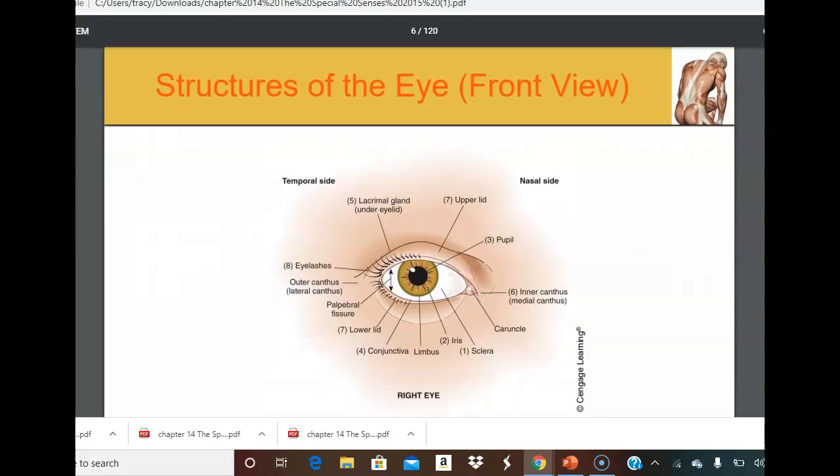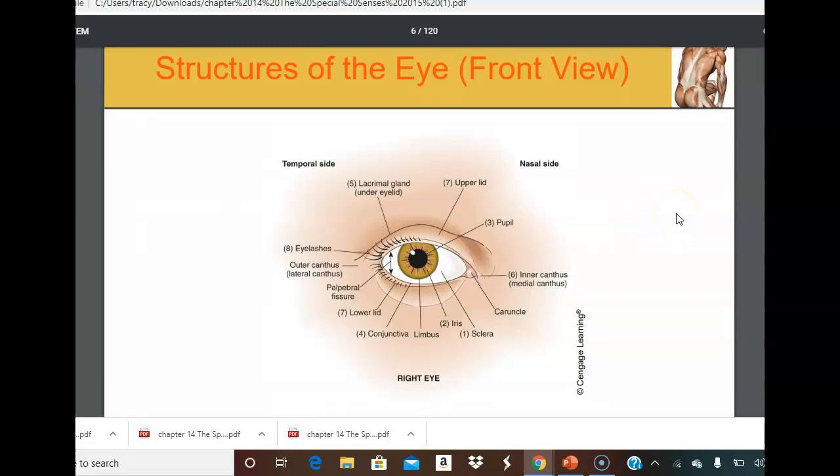So this is our anterior view of our eye. They're using nasal side, so this would be our right eye, because this is the nasal side, and this is the temporal side, or near the ear. Here we have our upper eyelid. The sac is actually here. The lacrimal gland is under the eyelid here, but the duct actually comes in over here, which is where our tears are generated from, the nasal side, or the inner canthus right here of the eye.